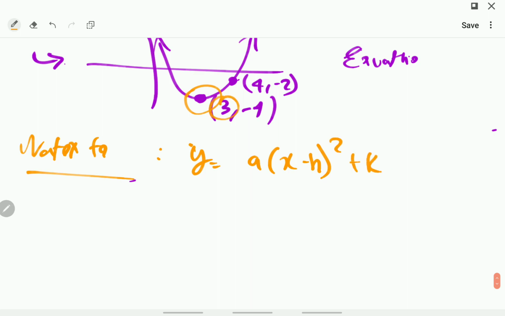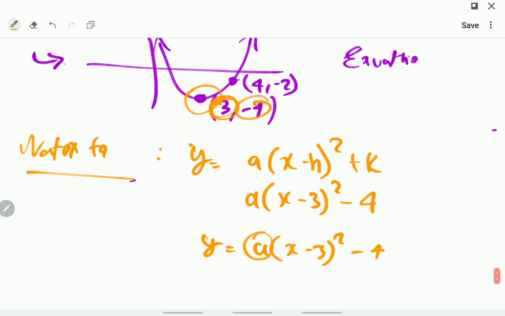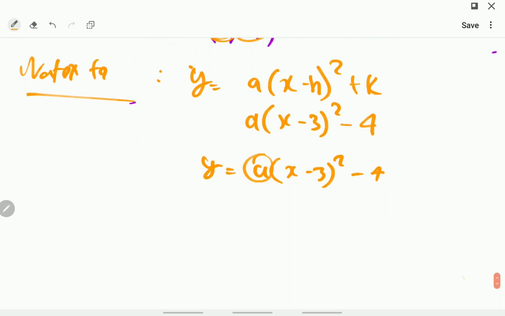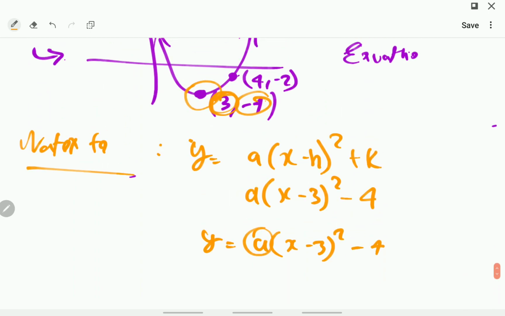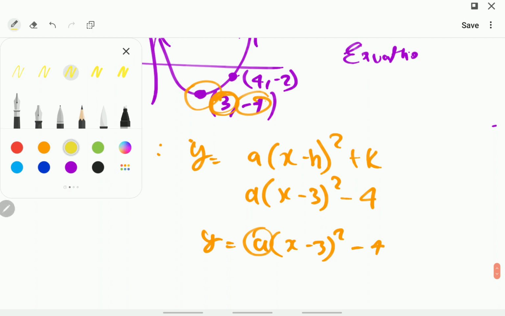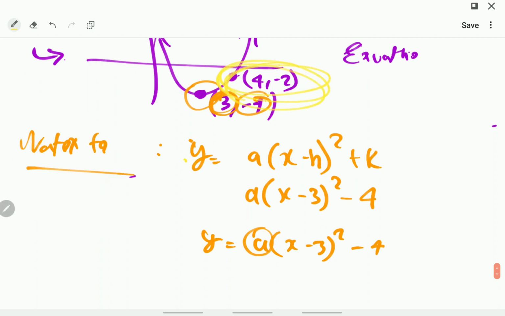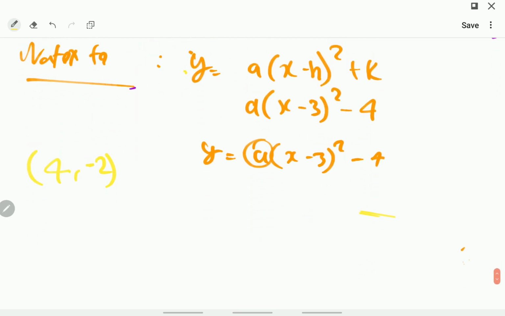Now, we have the vertex, we have 3. What's the opposite of 3? Bam, minus 3. So it's a(x minus 3) whole squared, and then that's minus 4, so it's just minus 4. So we know right now that y is equal to a(x minus 3) whole squared minus 4. We want to find a for the equation to be complete. So what can we do now? If you observe the graph closely, we have one other point given, 4 and minus 2. How can we use this?